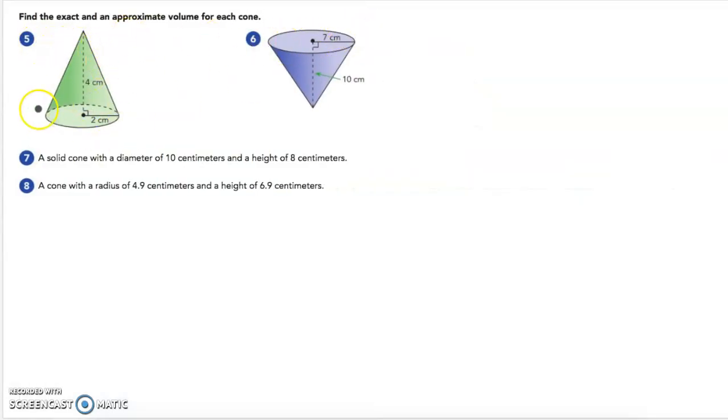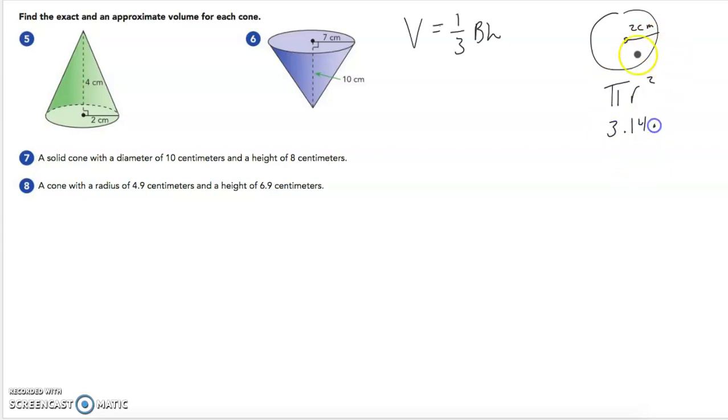All right, let's move on to number 5. So here we got some cones. So number 5, again, the formula is the same formula. Volume equals 1/3 area of the base times the height. So for this one, we have a circle with a radius of 2 centimeters. The formula to find the area of a circle is pi r squared. So we're doing 3.14 times the radius squared, which is 4. So 3.14 times 4 is 12.56.